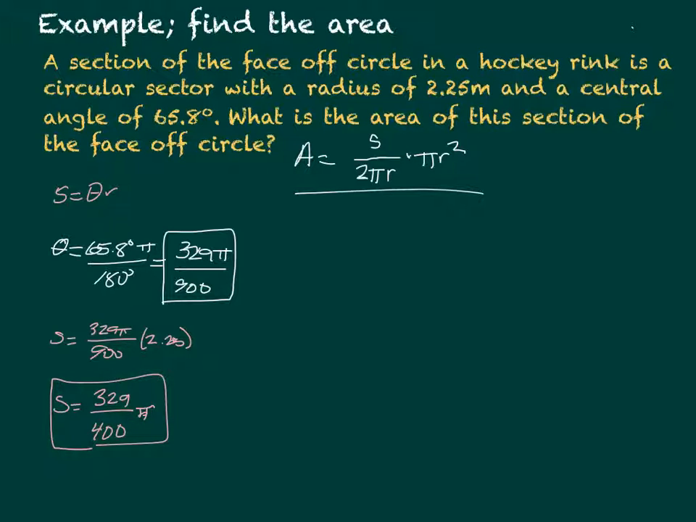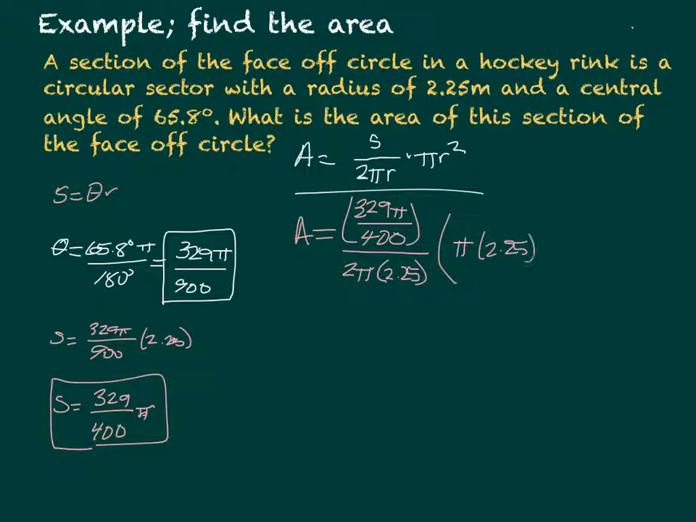So now I'm going to take that and put it in for my arc length and then put my radius in and solve. So my area is going to equal my 329 pi over 400 divided by 2 pi times r, which is 2.25, times pi times 2.25 squared. So it's just a lot of calculator work at this point.